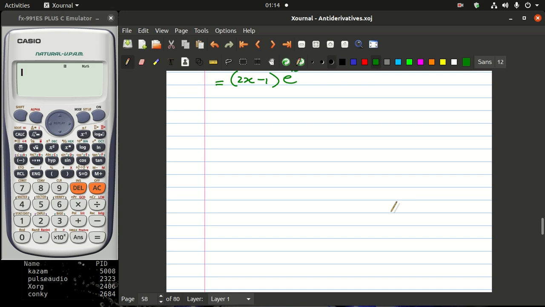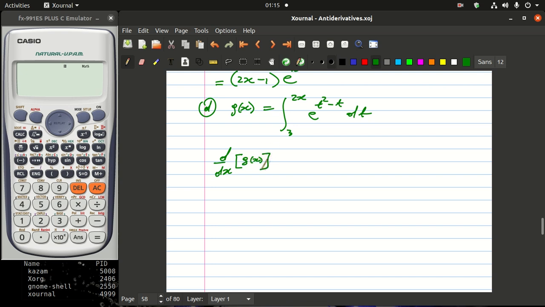Let's go and do number D. What is number D saying? Number D, we are having our g of x, and our g of x is the definite integral moving from 3 up to 2x of e raised to t squared minus t, and then you have a dt. Of course, we want to find the derivative. Take d dx on both sides because this is x. If this was t, we're going to take d dt on both sides. And then, of course, here you will end up having g prime of x. This must be equal to, and then you have a 3.